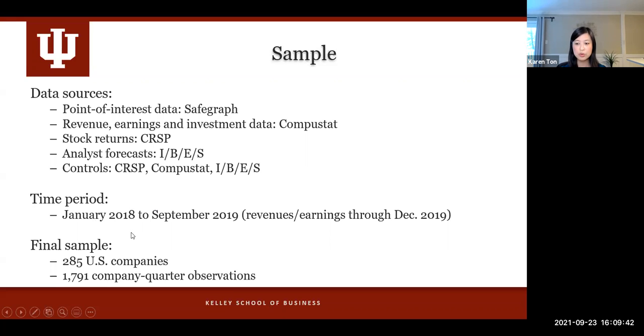We start the study in January 2018 because that's the earliest SafeGraph data we have available. And our study goes through September 2019. We stop there because we look one quarter ahead to examine revenue and earnings effects. So that financial statement data goes through the end of 2019, and we ended it there so that it doesn't include the effects of COVID. However, we have found that our results are robust to adding 2 more quarters through the end of June 2020, but the effect is going to be smaller during the pandemic. Our final sample includes 285 companies and approximately 1,800 company-quarter observations.